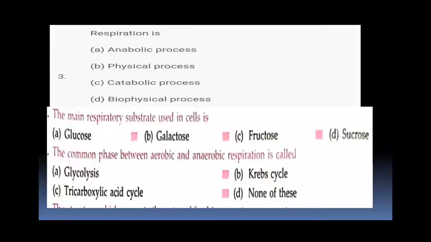Next, the main respiratory substrate used in cells is glucose, galactose, fructose, or sucrose. It is glucose. The common phase between aerobic and anaerobic respiration is called: glycolysis, Krebs cycle, tricarboxylic acid cycle, or none of these. It is glycolysis, because it is the first stage of respiration, which breaks down glucose into pyruvic acid. Then after that, the fate of pyruvic acid is decided by whether oxygen is present or not. So glycolysis is a common pathway between aerobic and anaerobic respiration.